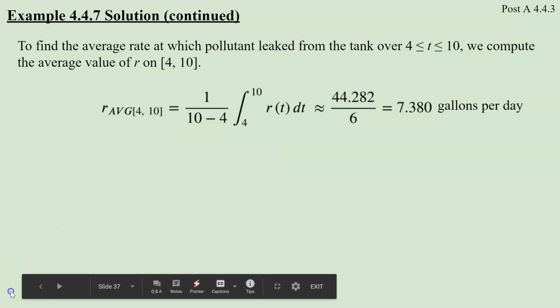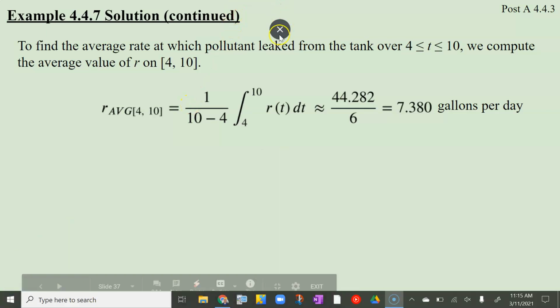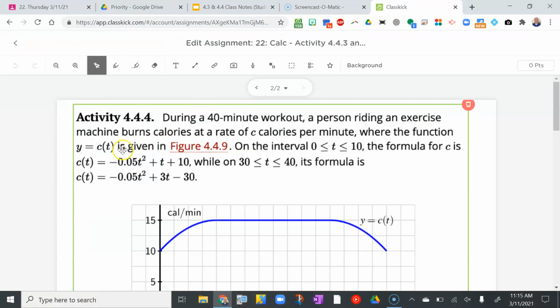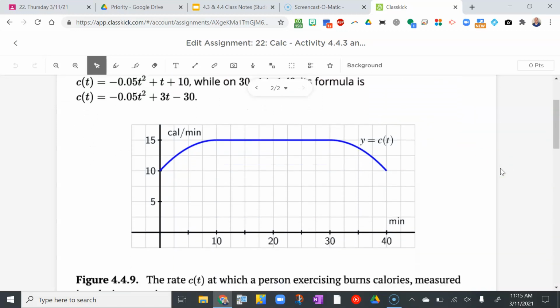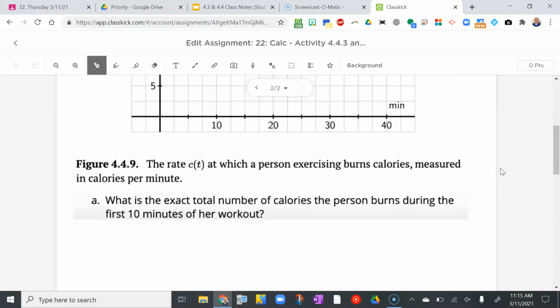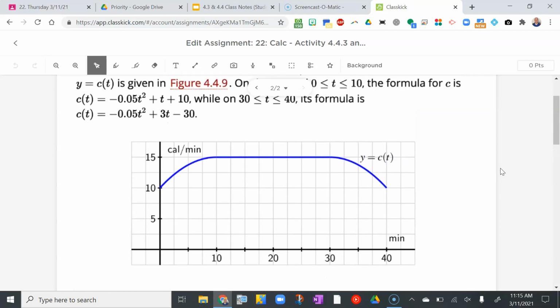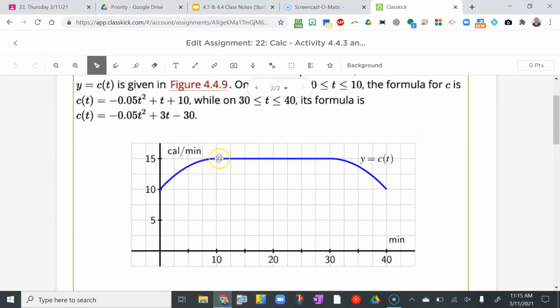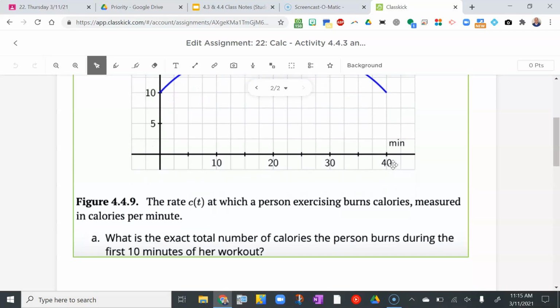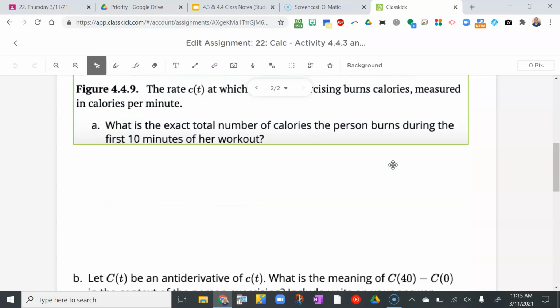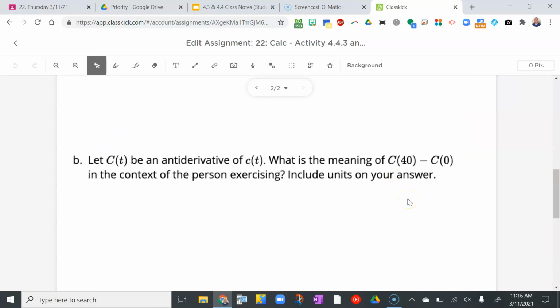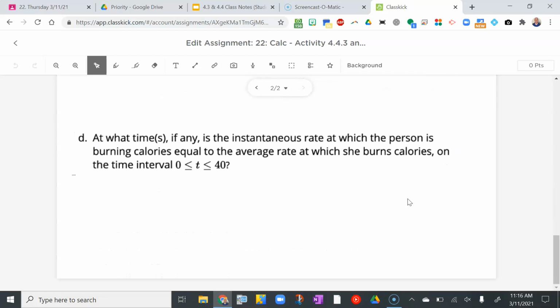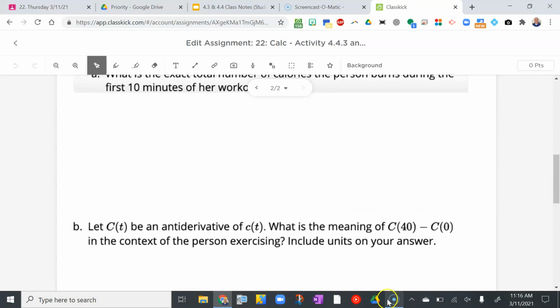Now, you're going to go to activity 4.4.4, which is my all-time favorite activity in this Active Calculus series, and I hope you appreciate it as much as I do. I want you to read through it carefully. I want you to look at the units that they're given. I want you to figure out which is the derivative function and which is the original function. Answer the questions as they're being asked and finish up this activity. Good luck to you.